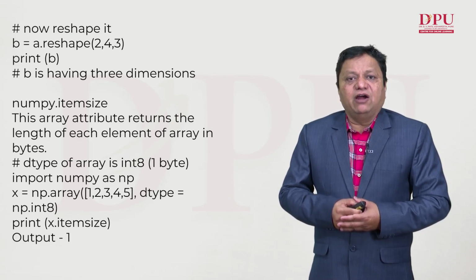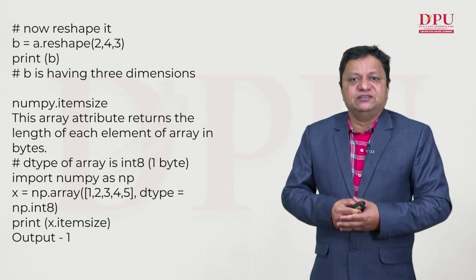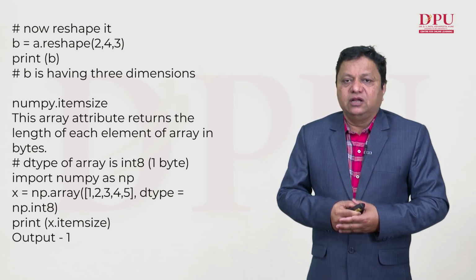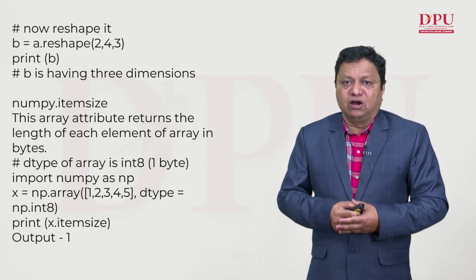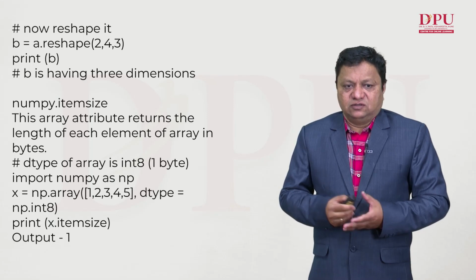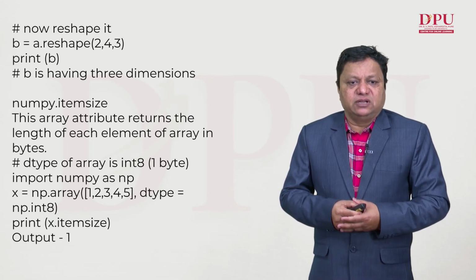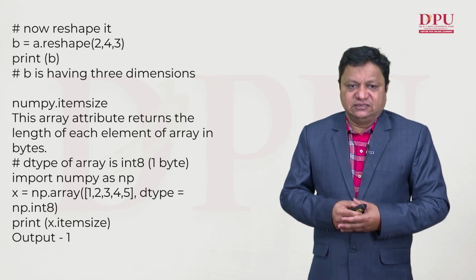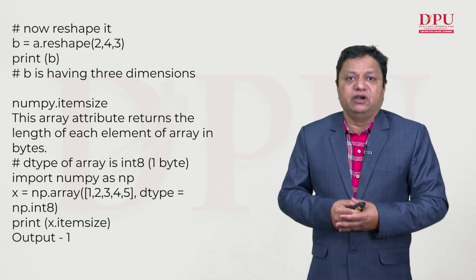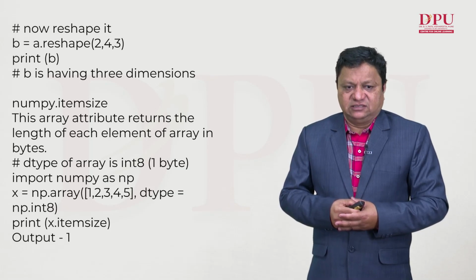Now if I have to reshape it, for example, b is equal to a.reshape(2, 4, 3), and if I say print b, now b is having 3 dimensions. In the same way, numpy.itemsize, this array attribute returns the length of each element of an array in bytes.